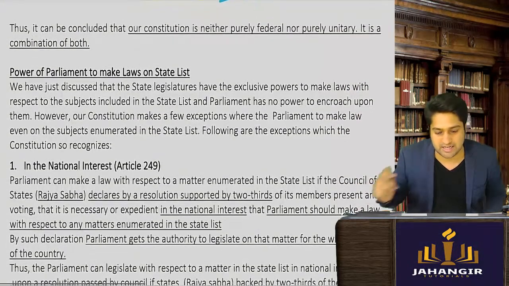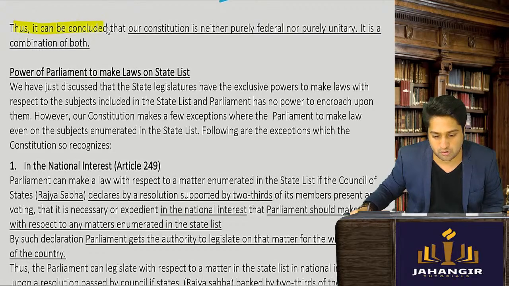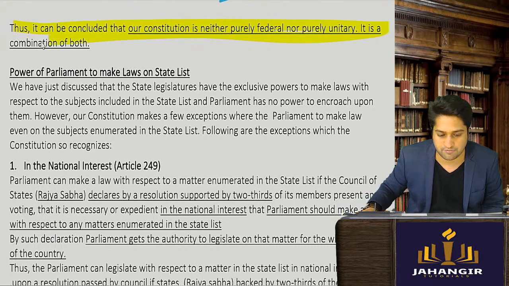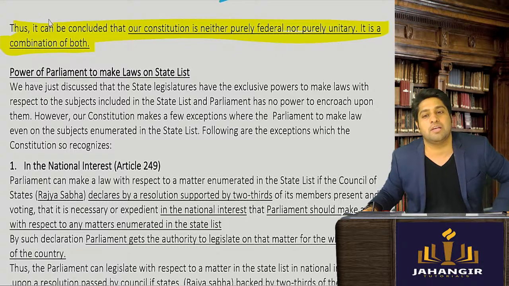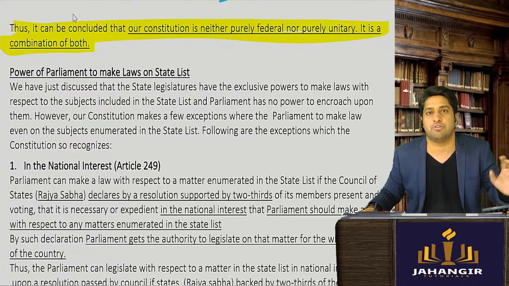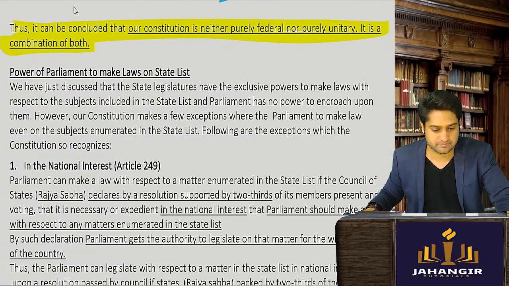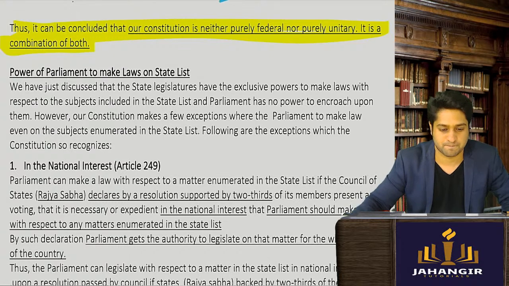So thus we see that our constitution is neither purely federal nor purely unitary. It has features of both.